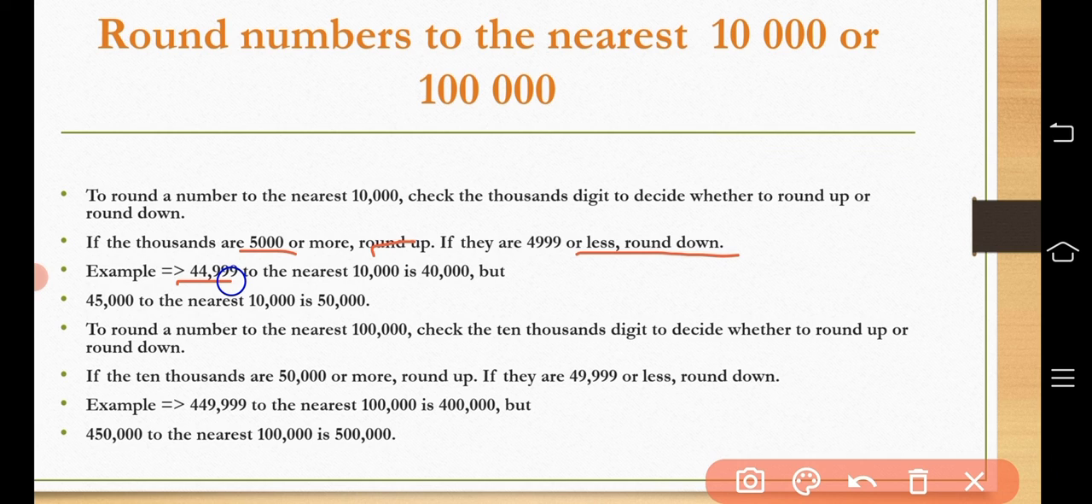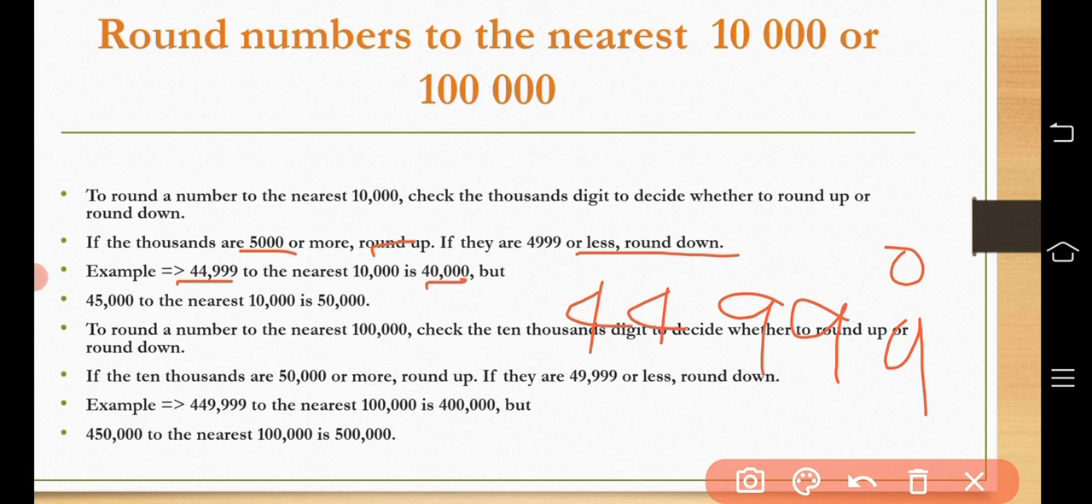44,999. You have to round this number to the nearest 10,000 and the answer is 40,000. Because when I write here 44,999, this is your ones value, tens, hundreds, thousands and 10,000. Now you have to round this value to the nearest 10,000. So this is your 10,000 place. You have to underline this value and circle the next digit. Now if the circled digit is less than 5, you have to round down. So it means that 44,999 is equal to 40,000.